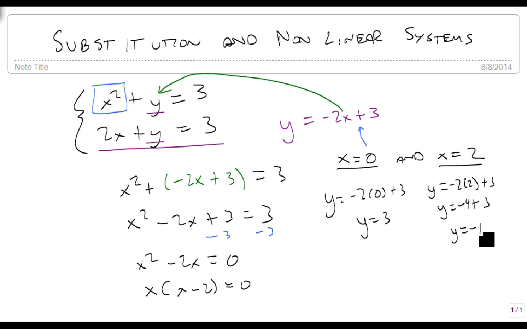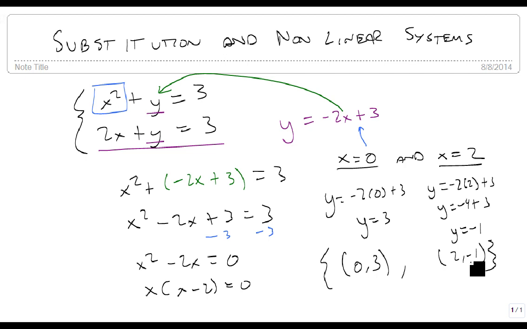Now we have to be very careful. It's very important that we write our answers correctly. This is a point, and the 0 here gave me the 3 here. So I get (0, 3), and I get (2, minus 1). So this is my answer. It's this set of points, (0, 3) and (2, minus 1). And that's it. Nothing else works.